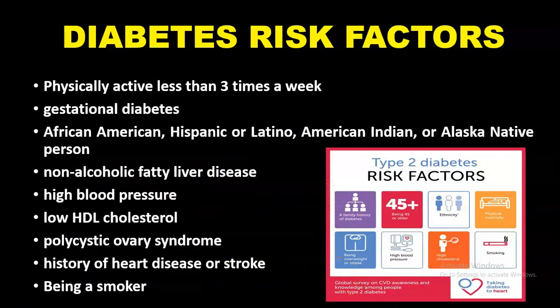If you are physically active less than 3 times a week, if you have ever had gestational diabetes or given birth to a baby who weighed over 9 pounds, if you are an African American, Hispanic, or Latino, American Indian, or Alaska Native person. Also, some Pacific Islanders and Asian American people are at higher risk.